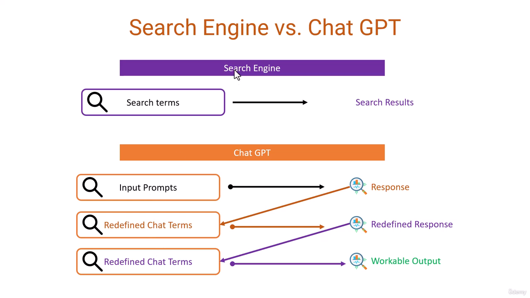But a search engine does not have similar capabilities, so it will only respond to your current keywords. It doesn't know what you have entered previously or anything like that. So that is the basic difference between a search engine and ChatGPT.